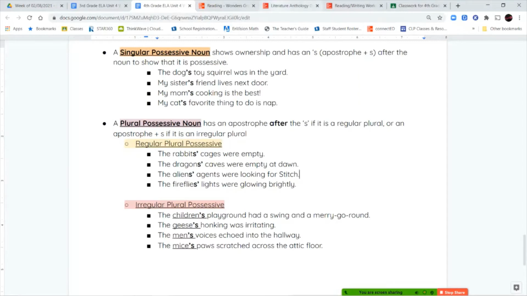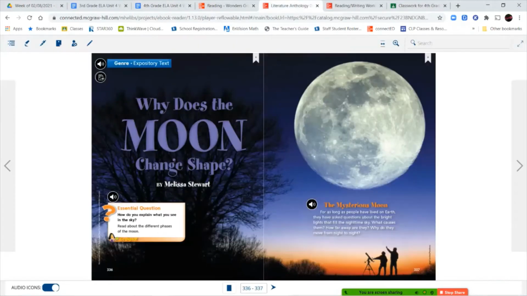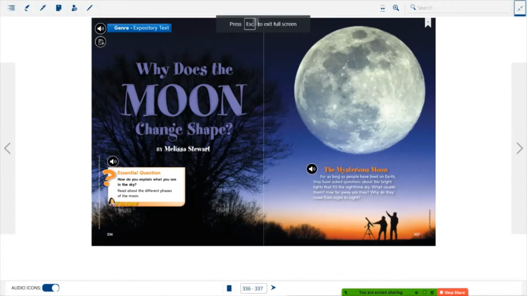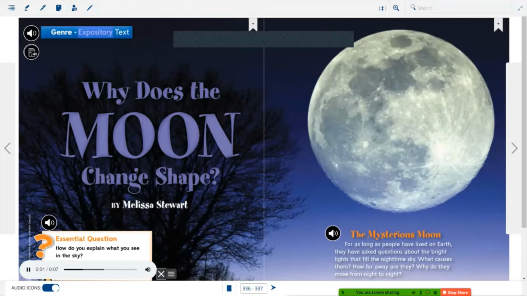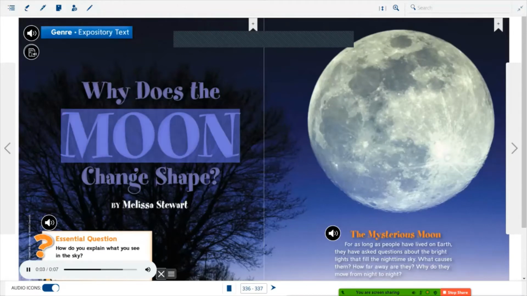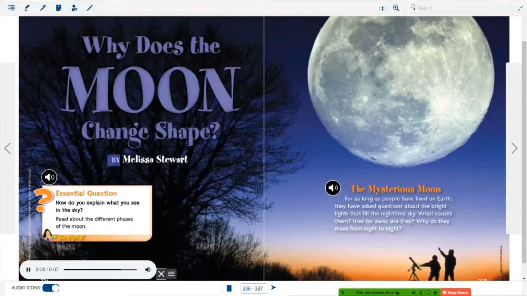Let's go ahead and take a look at our literature anthology book. And we're going to read another expository text. And this one is titled, Why Does the Moon Change Its Shape? Genre: Expository text. Why Does the Moon Change Shape? By Melissa Stewart. Essential question: How do you explain what you see in the sky? Read about the different phases of the moon.